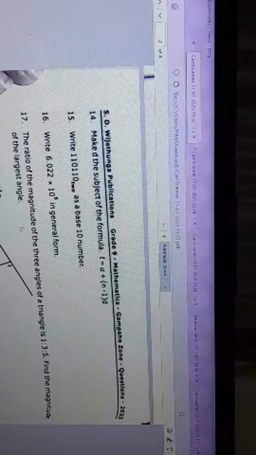I think it's also an easy one. I don't know why these girls are not doing these questions. The ratio of the magnitude of the three angles of a triangle is 1 to 3 to 5.